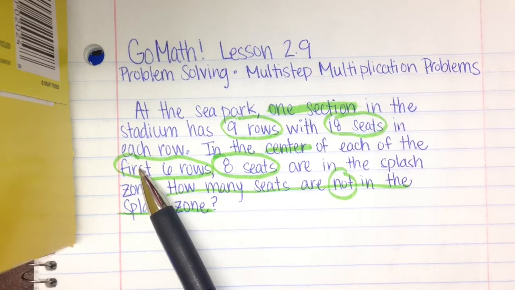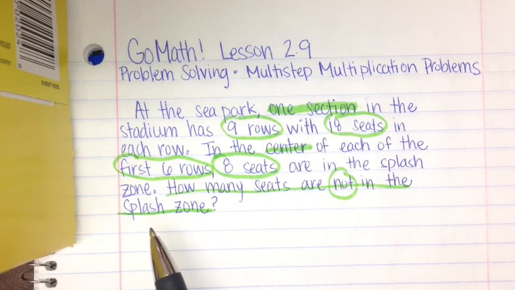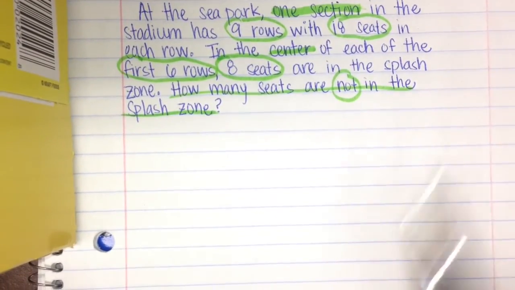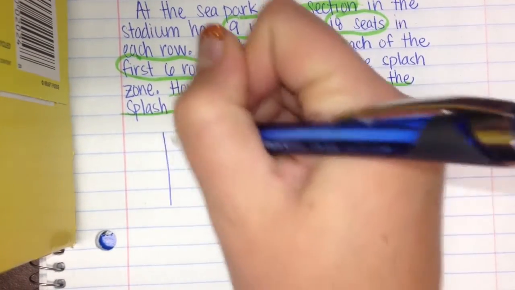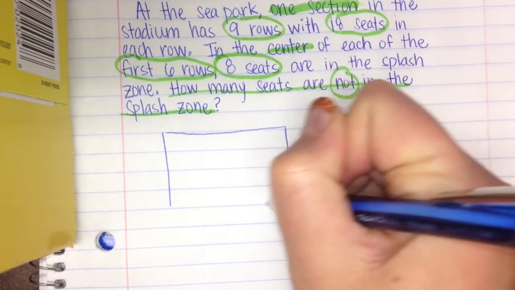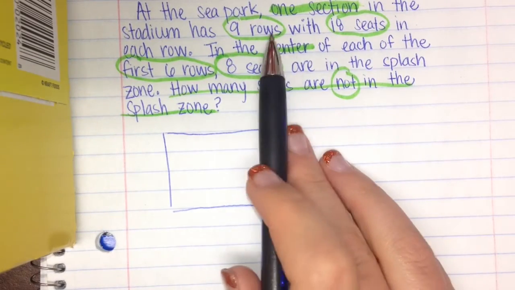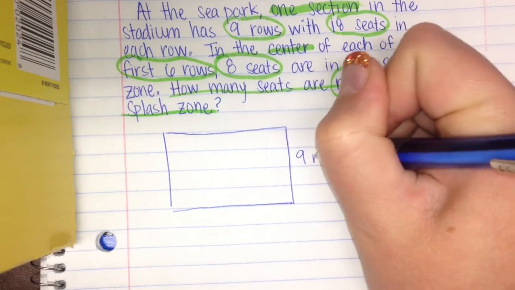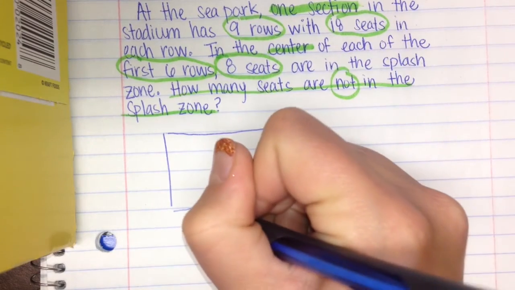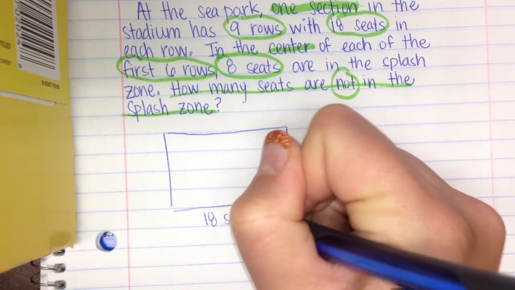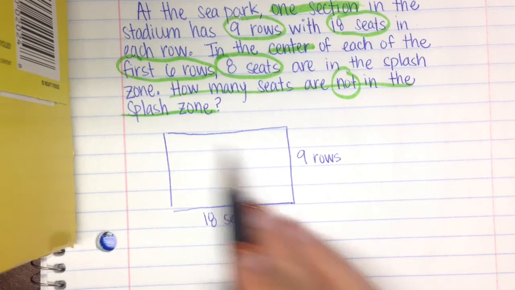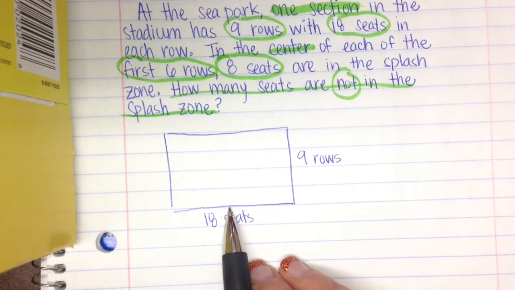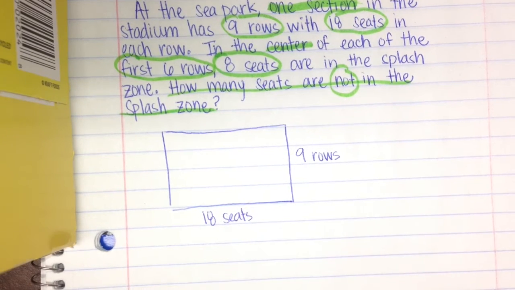But to get a better picture of what this looks like, I'm going to draw a model, a diagram, to help me solve this. So down here, I'm going to draw this section of seats. And it told me up here that there were 9 rows in this section with 18 seats in each row. So I'm going to write 9 rows out to the side, and I'm going to write 18 seats. I could draw grid lines, and each of the rows, and each of the seats, but I'm not going to do that because that takes way too much time, and I don't need to because I can use math to figure it out instead.